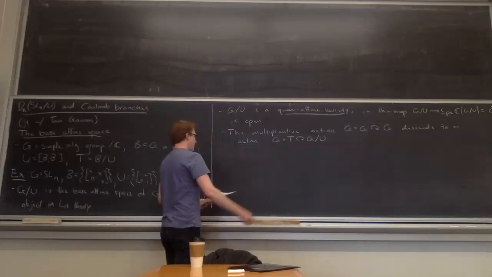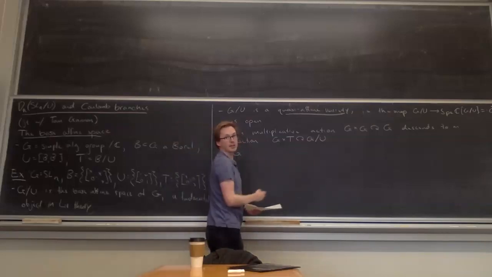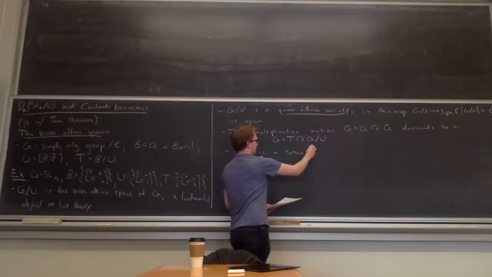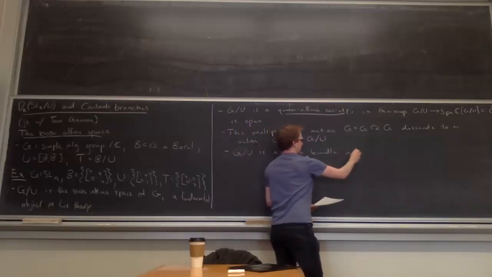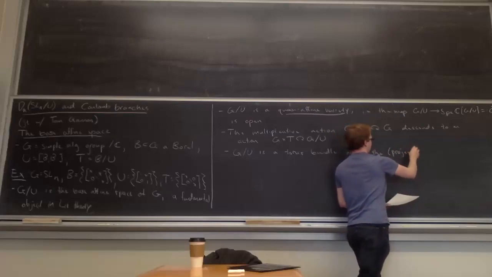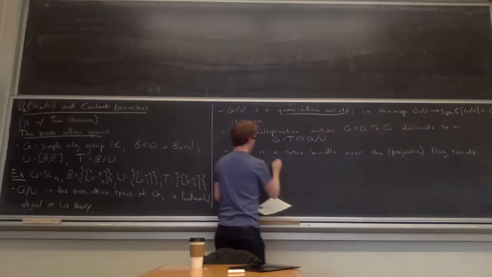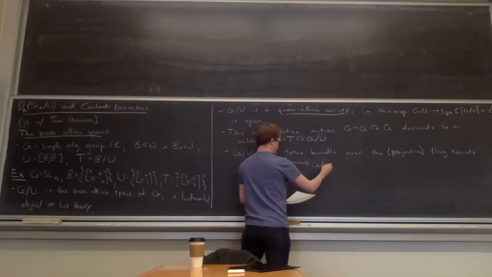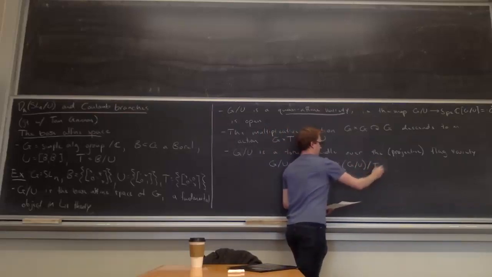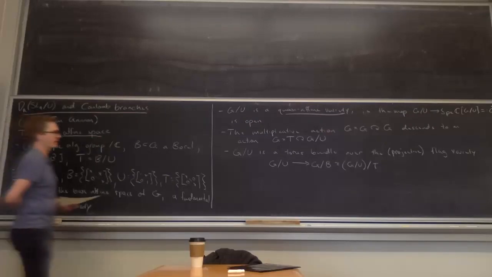If we think about this T action here, that action is still free. And if I take the quotient of that, I just get the quotient G mod B. So I get the flag variety. So G mod U is a torus bundle, a T bundle, over the flag variety, which of course, far from being quasi-affine, is projective. So this is, if you like, a quasi-affine counterpart to the flag variety.